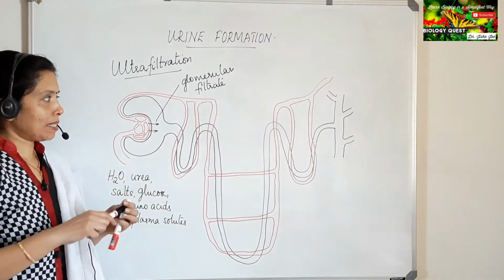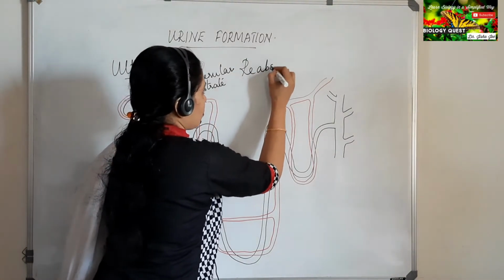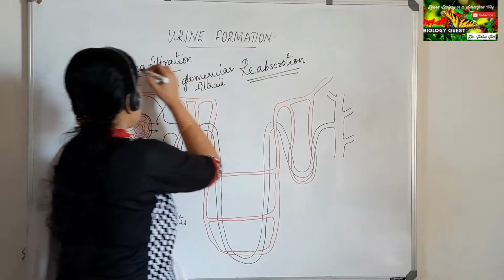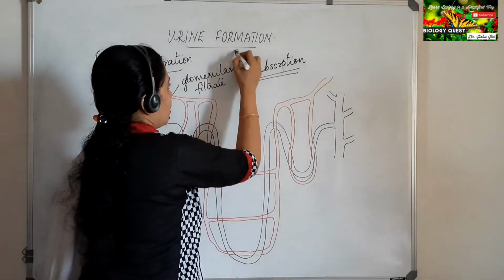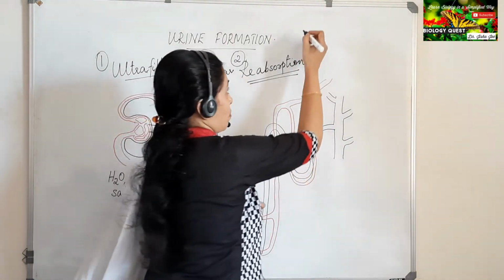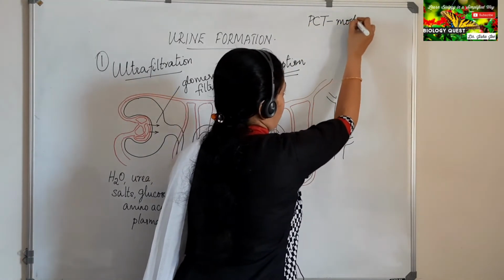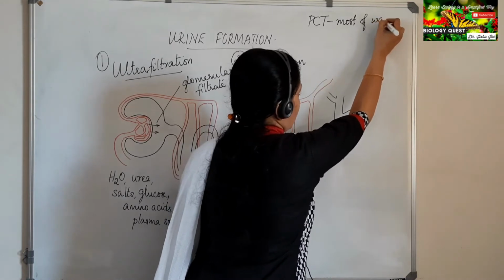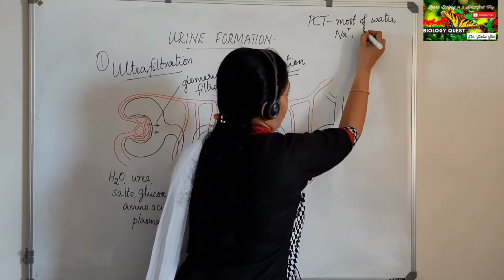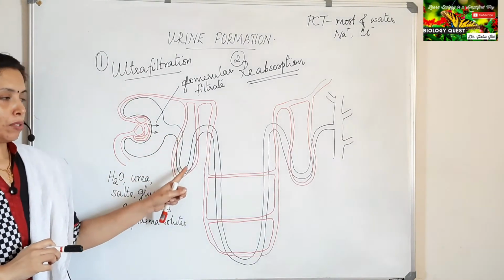Okay, so in the PCT, the second step is reabsorption. Reabsorption is the second step in urine formation. So in the PCT, what are the substances that are reabsorbed? Okay, I am writing here PCT. What are the substances? Most of the water is reabsorbed. Then what else? Sodium ions and chloride ions are also reabsorbed. So at the PCT, reabsorption begins.